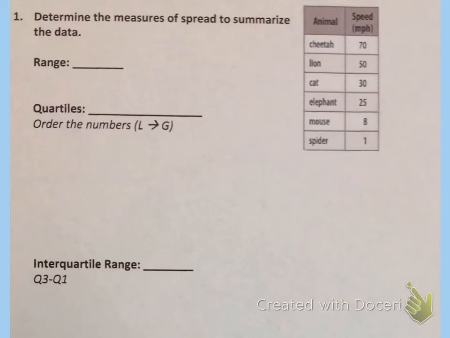Now the range, remember, is the difference between the greatest and least data values in the entire set. So I'm going to find the greatest value, which is 70, and put a G next to it, and the least, which is 1, and I'll put an L next to it. And to find the difference, we have to subtract. So I'm going to do 70 minus 1, which is 69. So the range here is 69 miles per hour.